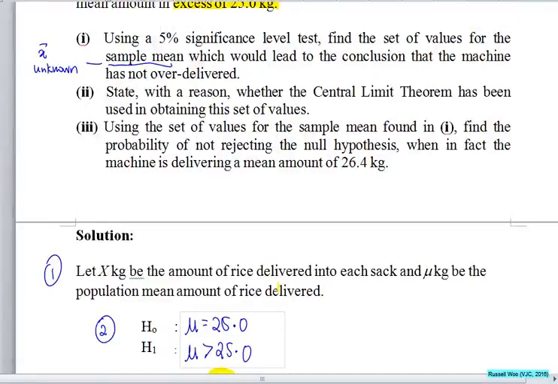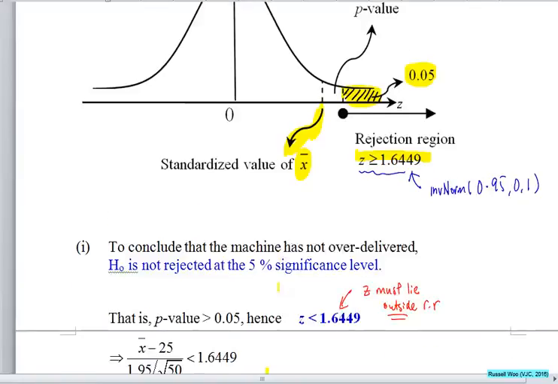State with the reason whether the central limit theorem has been used. Use or not use? Talk to your friend next to you. Use or not use? Yes? Good? Consensus? Don't need to tell you the answer, okay? You all go and figure out.